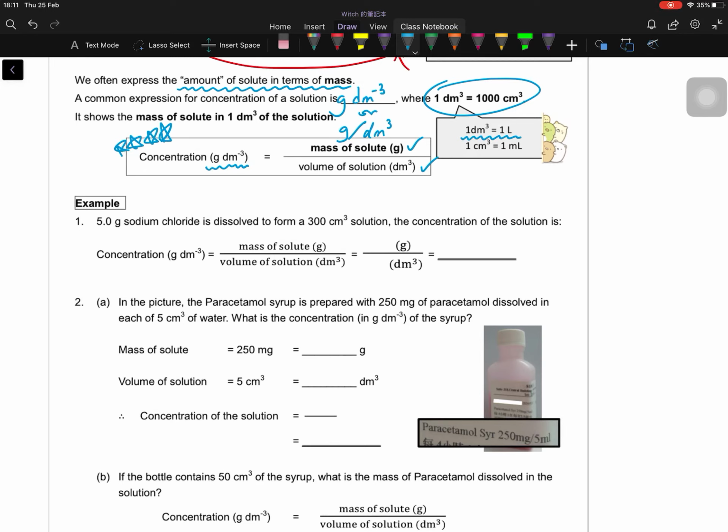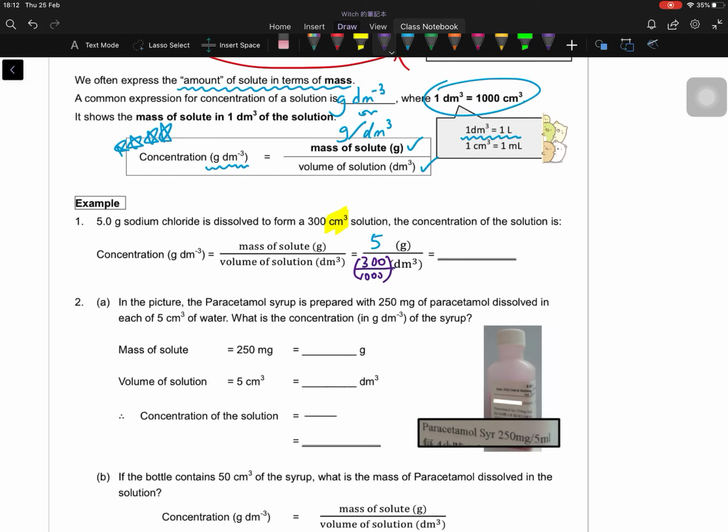Now take this as an example. Example 1: we have 5 grams of sodium chloride in 300 cm cube of solution. The mass of solute is easy, 5 grams. But you need to pay attention, which is a common error in examinations: you need to convert the volume into dm cube. So you must give the expression 300 over 1000. Do not take the shortcut 0.3, because marks will be deducted for poor presentation.